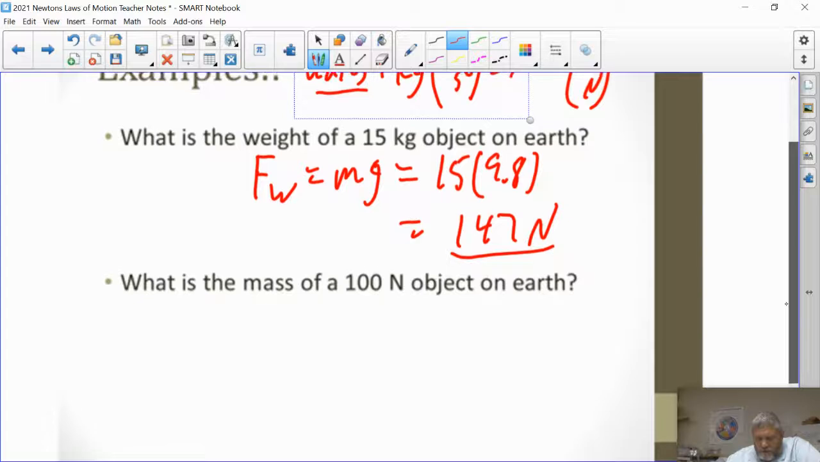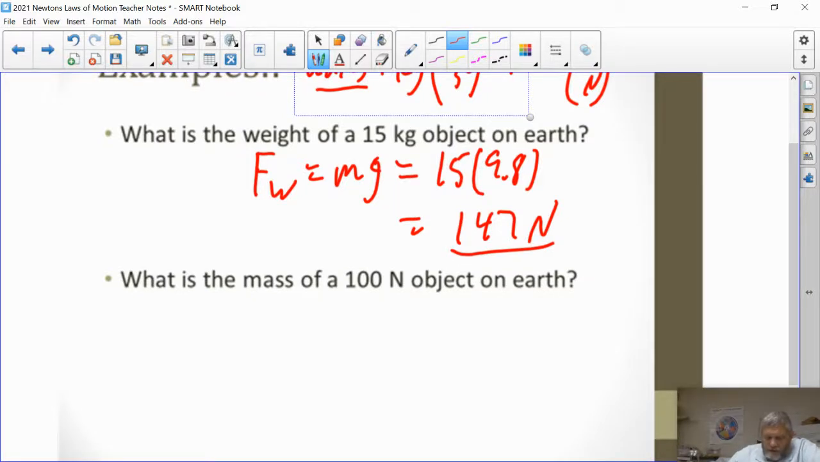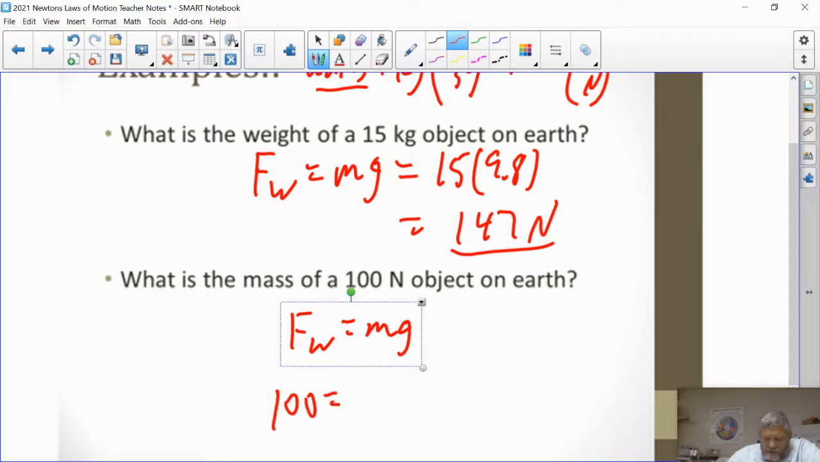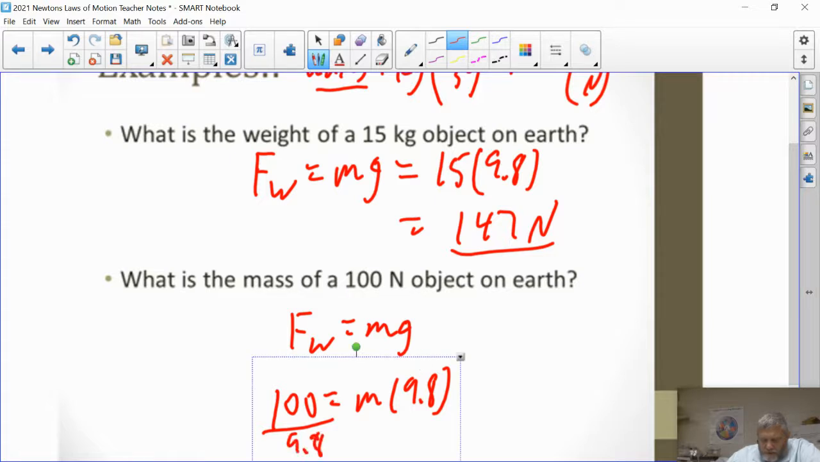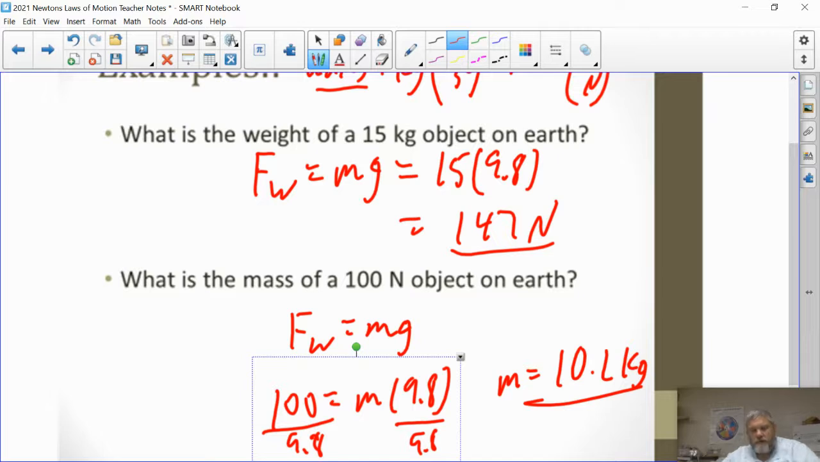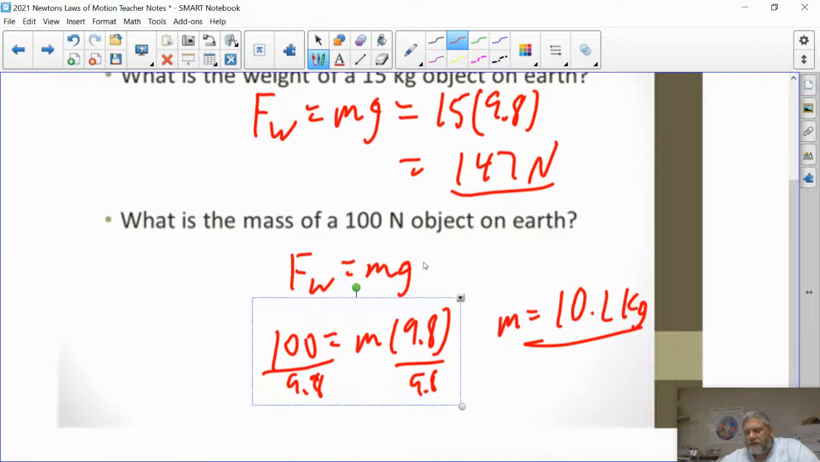All right, let's do another one. What is the mass of a 100-newton object on the Earth? All right, so we still have force of weight equals m times g. This time it's going to be 100 equals m times 9.8. And of course, we divide both sides by 9.8. And we get our mass being equal to 100 divided by 9.8, looks like right around 10.2 kilograms. All right, pretty straightforward. You'll see a similar type of equation when we start talking about general forces when we do the second law in the next video.